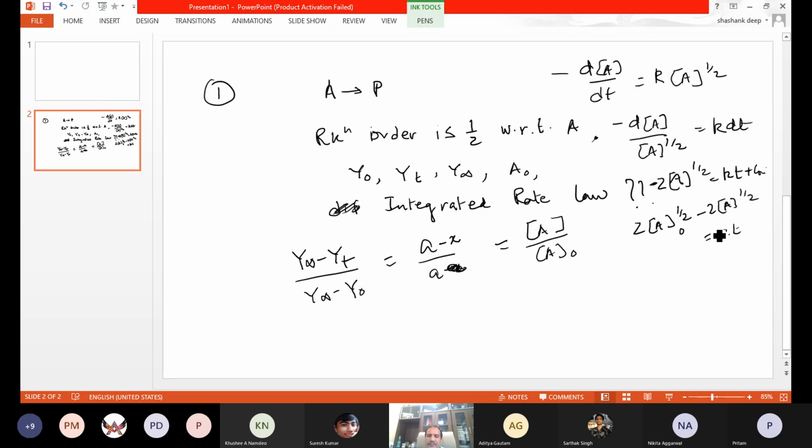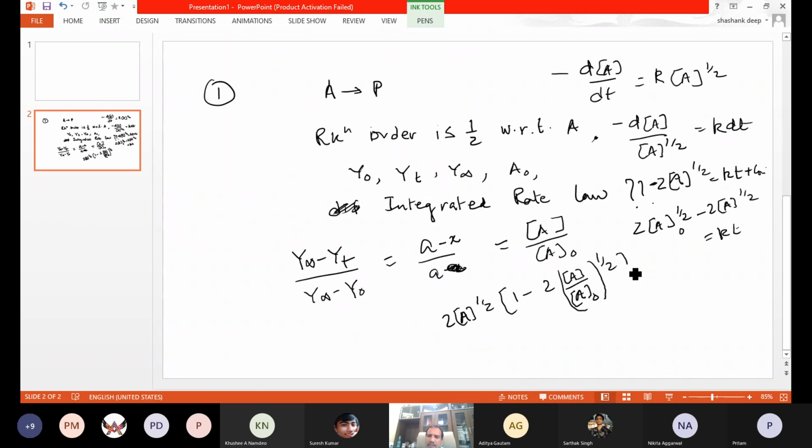Is this okay? Yes, sir. So to take this common to a half, what will you get? 1 minus 2a by a not half.